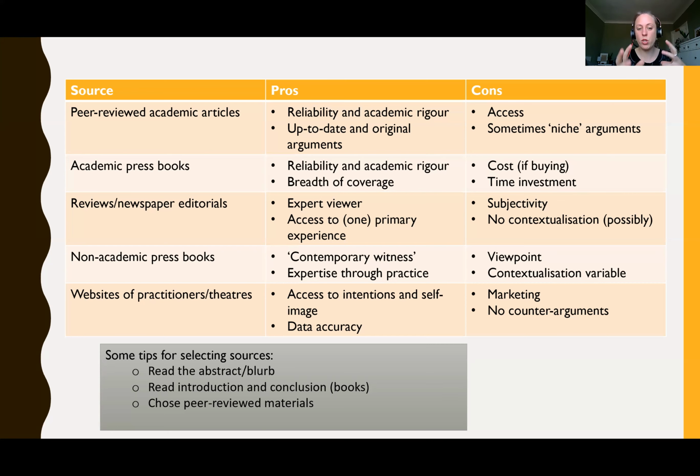If you're still wondering more generally whether something is useful, the conclusion can sometimes give you a sense of where things have gone, what bits have been important, and that might be another way of trying to access that. And then if you have doubts, I'd say always choose peer-reviewed materials, so journal articles, academic press books, over non-peer-reviewed materials.